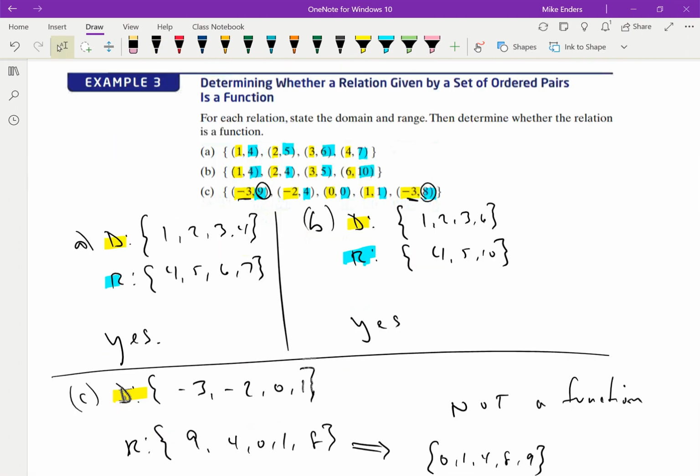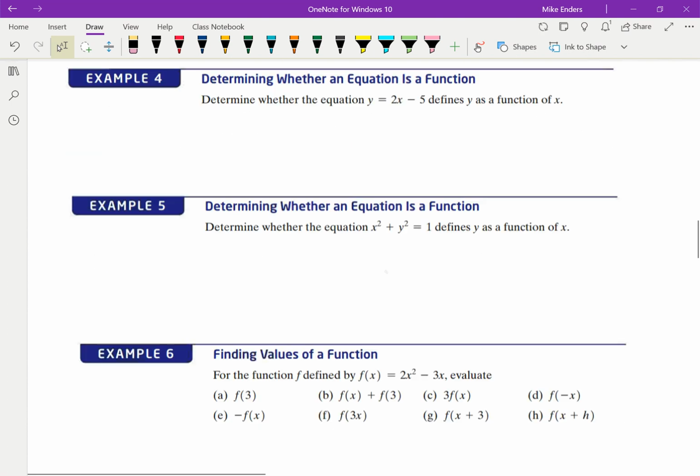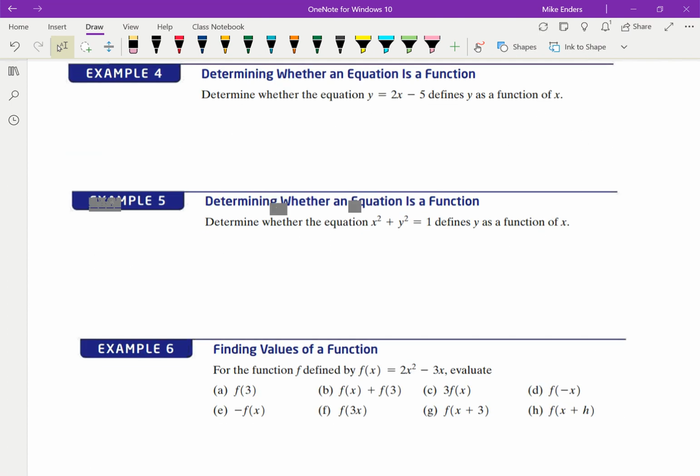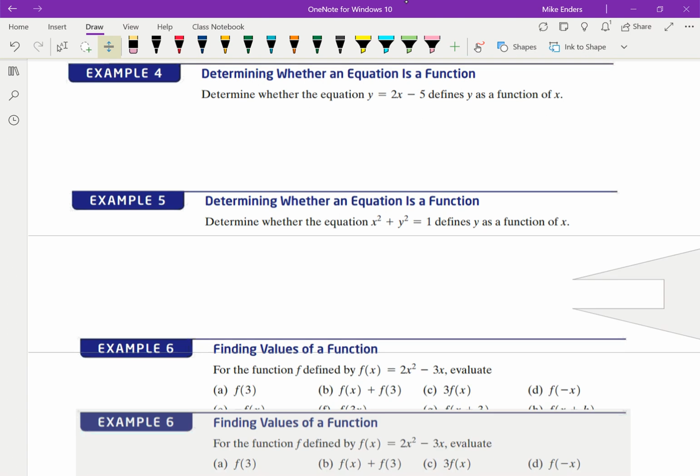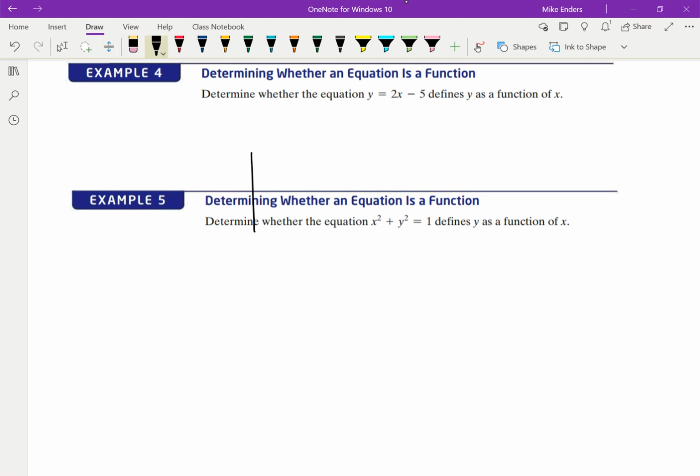On example 3, we had ordered pairs. Don't know what they are, we just know they're ordered pairs. So in example A, 1 went to 4, 2 to 5, 3 to 6, and 4 to 7. Okay? And now, let's take a look at a sneak peek at some of the rest of the items in here. In examples 4 and 5, we determine whether an equation is a function, not just from a list of pairs but from the equation. So let me go ahead and move number 6 out of the way here and put a little space between 4 and 5.